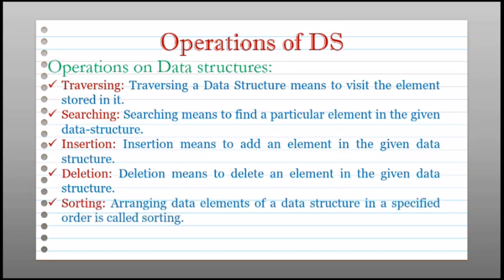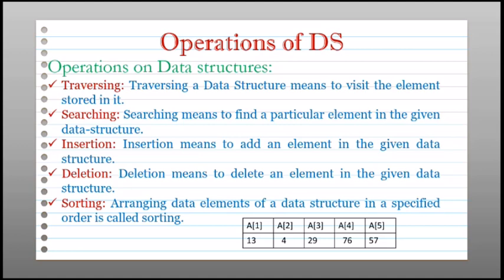The next one is sorting. Arranging data elements of a data structure in a specified order is called sorting. Means suppose there are elements present in the data structure and that are not in proper order. That means suppose they are not in increasing order, or you can say decreasing order. So by performing the operation sorting, we can arrange the elements in the data structure in sorted order.